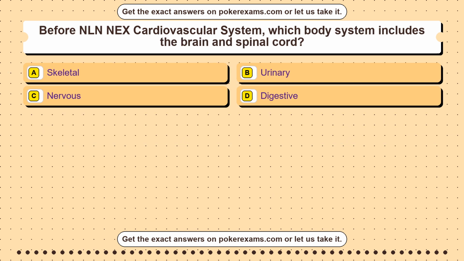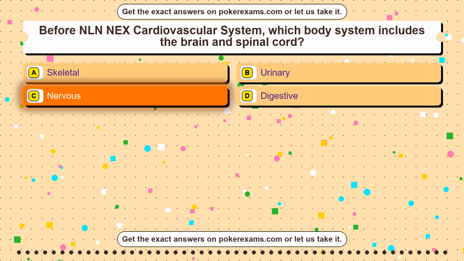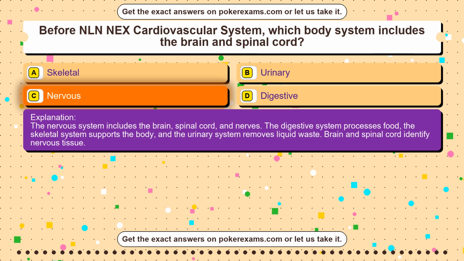Question 15. Before NLN NEX Cardiovascular System, which body system includes the brain and spinal cord? Option A, skeletal. Option B, urinary. Option C, nervous. Option D, digestive. The correct answer is option C. Nervous. The nervous system includes the brain, spinal cord, and nerves.